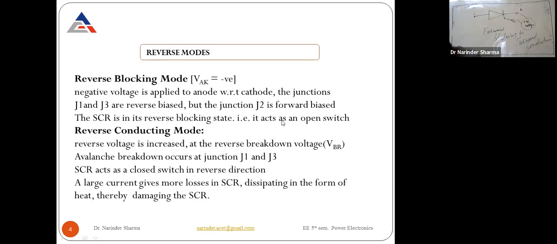Reverse blocking mode. Voltage from anode to cathode is negative. Negative voltage is applied to the anode with respect to the cathode. Junctions J1 and J3 are reverse biased, and J2 is forward biased.